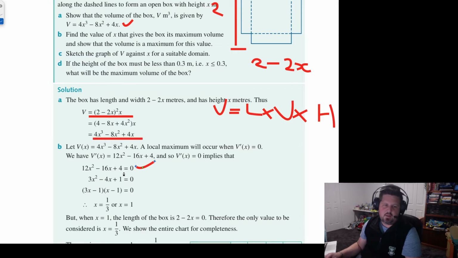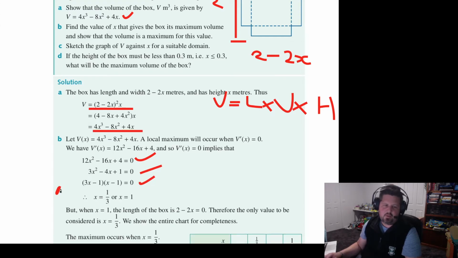Again, we can divide everything by 4, divide that side by 4, divide this side by 4, we get to here. This can be factorized: 3x take away 1, x take away 1. And from here, using the null factor law, either this bracket here is going to be equal to 0, which means x will equal 1/3, or x take away 1 will equal 0, which is the same as x being equal to 1.